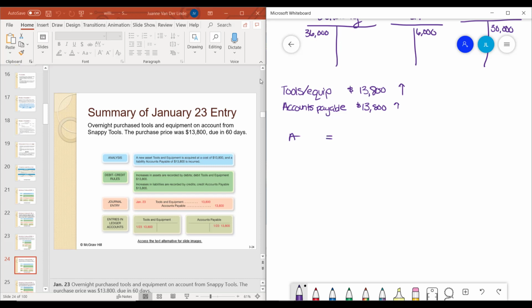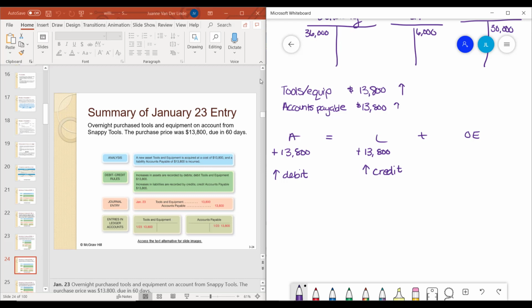And we can write that out using the accounting equation. Tools and equipment, that's an asset, right? So assets are going up by $13,800. Accounts payable, what kind of account is that? Liability or owner's equity? It's a liability. So that goes up by $13,800 as well, and we are in balance. Assets are going up and liabilities are going up. But how do assets increase? They increase with a debit. Liabilities increase with a credit. So I'm going to have to debit something under assets, and I'm going to have to credit something under liabilities.